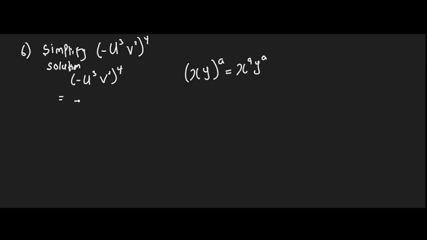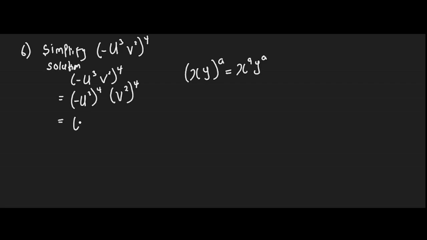Simplify (-u^3 v^2)^4. Solution. We have (-u^3 v^2)^4. From the rule of indices, (xy)^a is still going to give us x^a y^a. Meaning here we are going to have (-u^3)^4 (v^2)^4.